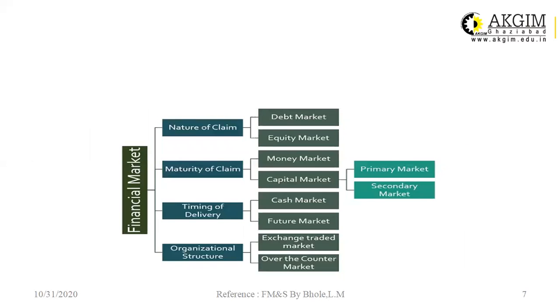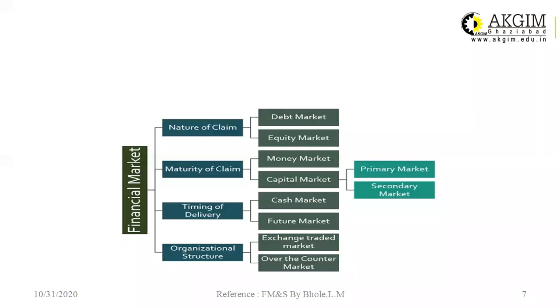Next one is the classification of the financial system. There are different ways of classifying the financial assets, and there are mainly five ways of classifying them. First one is the nature of the claim. On the basis of the nature of the claim, we can divide the market into equity market. On the basis of maturity of claim, we can divide into money market and capital market. On the basis of time of delivery, we can divide into cash market and future market.